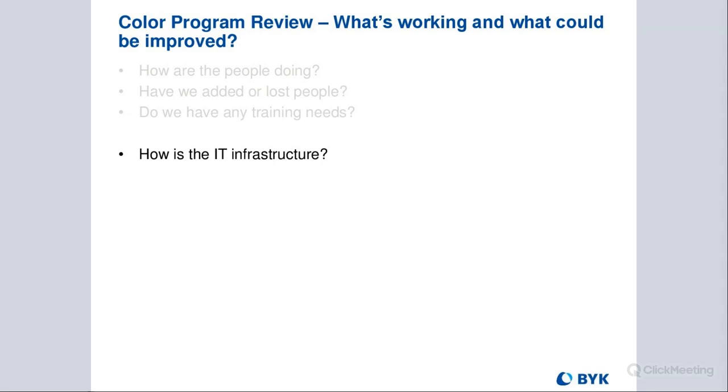The other important thing is IT infrastructure. There are many ways you can use our software. You can use it on individual computers where only the person on that computer can access the data. Or you can share the data internally. This would be like a full SQL server, where multiple users can access all the data at the same time. These are important things we need to talk about before we set up a color program.